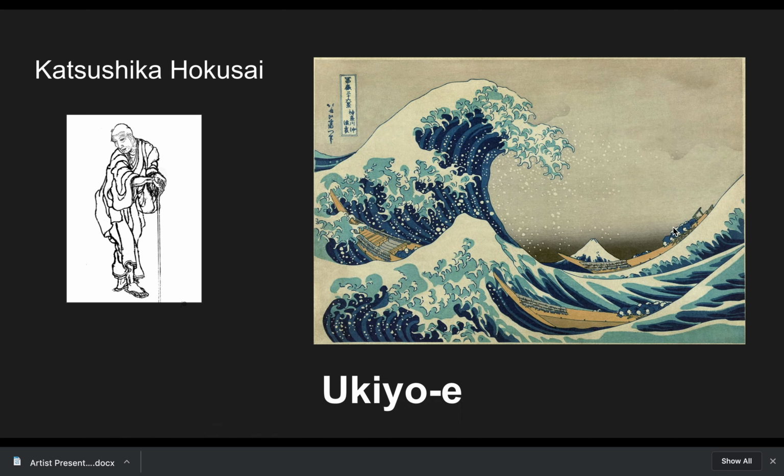Katsushika Hokusai was a ukiyo-e printmaker who was from Japan and painted this series of views of Mount Fuji. In this particular one, the Great Wave off of Kanagawa, you see how small Mount Fuji looks compared to the tsunami wave that came and hit the shores of Japan.